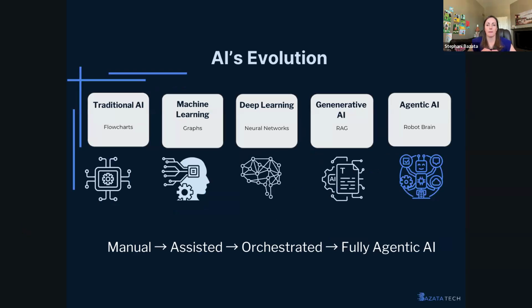AI's evolution. AI has been around for a very long time. Traditional AI looked a lot like flowcharts and other discrete capabilities. We've seen that evolution through machine learning, deep learning with neural networks, and generative AI, especially in the last year to 18 months. And now we are, for the first time, in a position to really talk about agentic AI, where it can autonomously act and solve business processes for us.